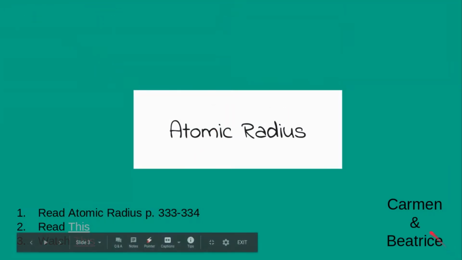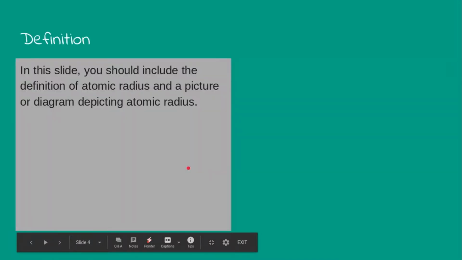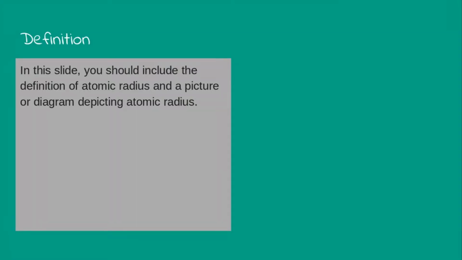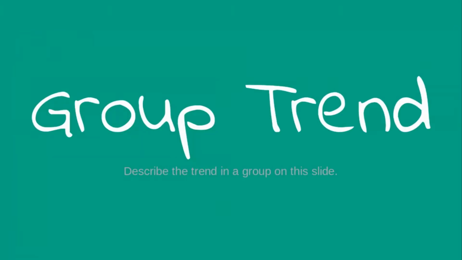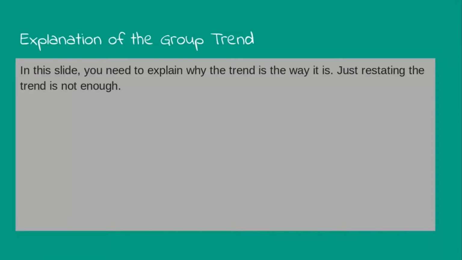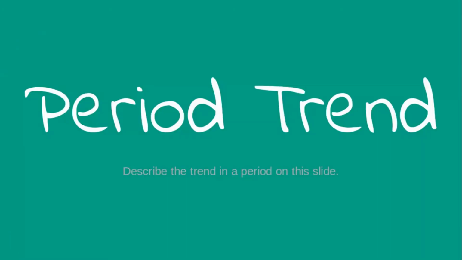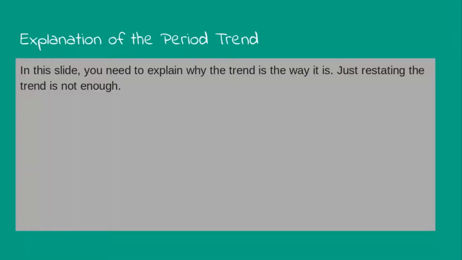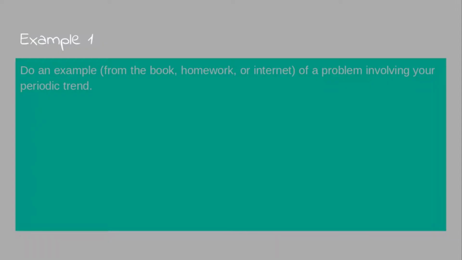You'll see your names over here, and then some readings or videos to look at. Each slide will tell you what to do. Here you want a definition of the atomic radius and a picture that shows what atomic radius means. On this slide, you want to describe the trend in a group, so the vertical columns on the periodic table. In this slide, you have to explain why that trend works that way. In this one, it's the periodic trend, from left to right or right to left. Here again, you explain it.